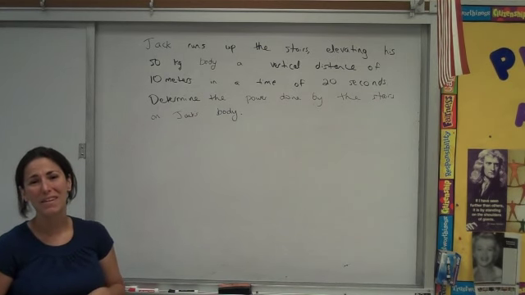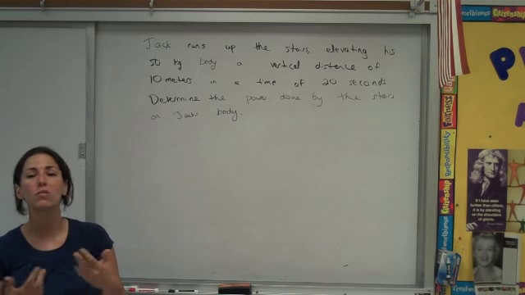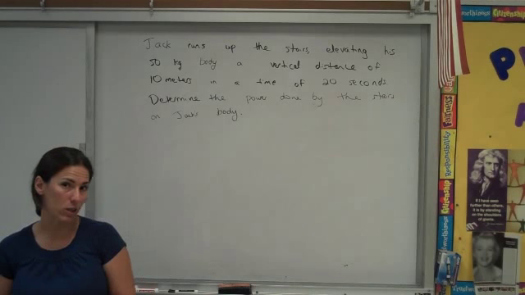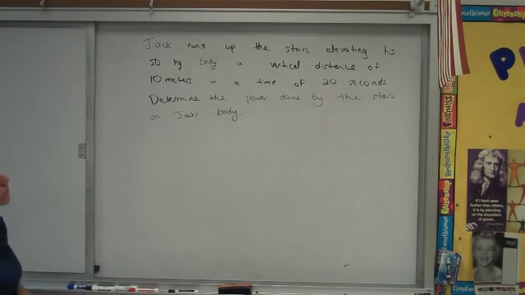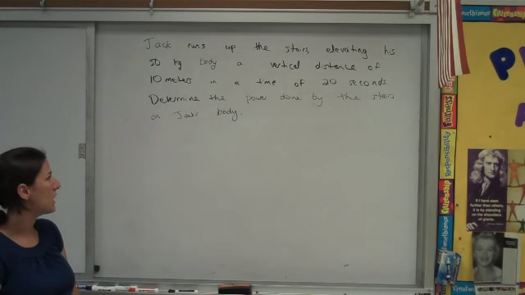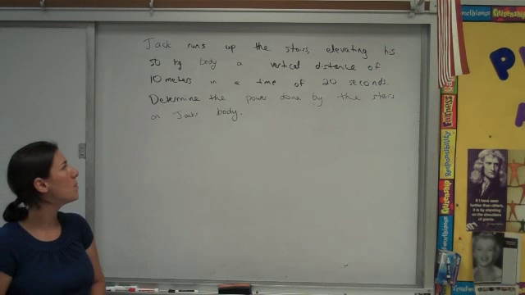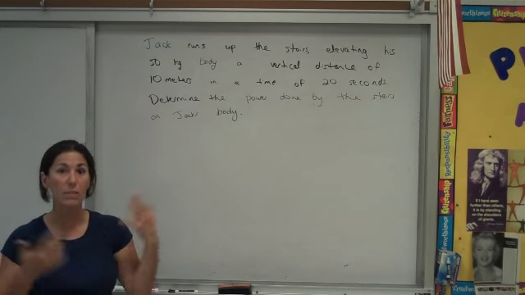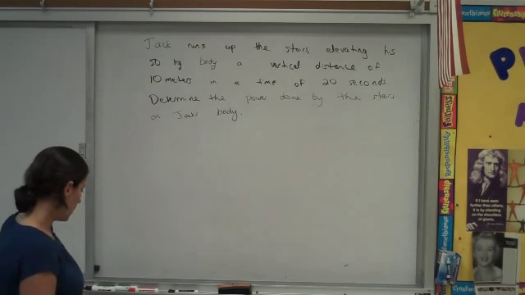Here's a problem that wants to solve for power, which is the rate at which work is done. And they're asking to solve for power in a real-life situation. It goes like this. Jack runs up the stairs, elevating his 50-kilogram body a vertical distance of 10 meters in a time of 20 seconds. Determine the power done by the stairs on Jack's body. In other words, how quickly is the energy changing? What's the power output involved in this?